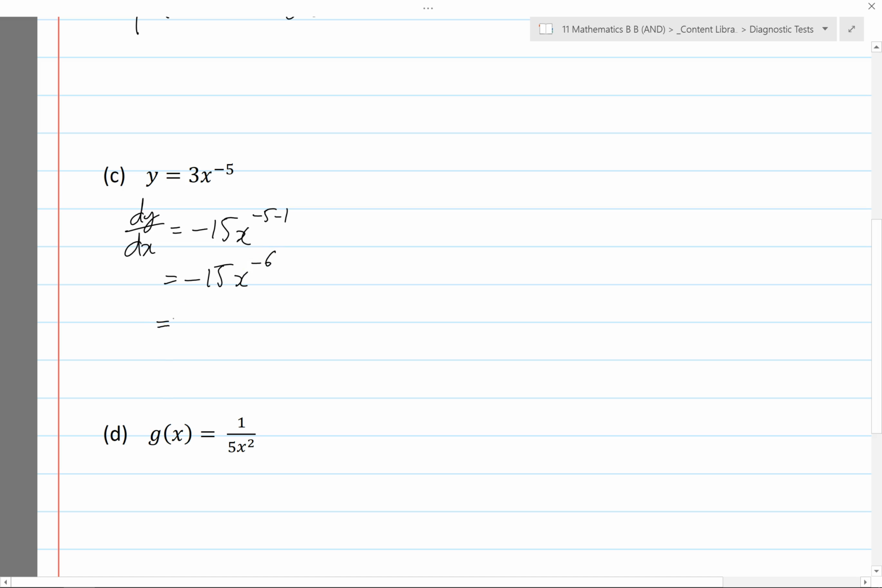And generally, we don't like to have negative indices, so we'd put that x to the power minus 6 down the bottom as x to the power 6 in our answer. Make sure we state that it's dy dx.